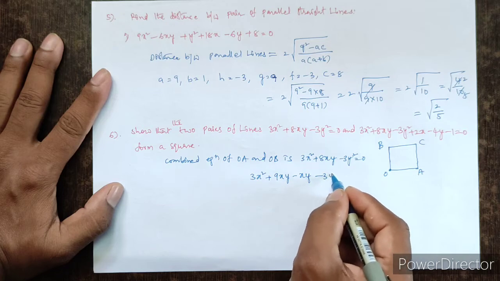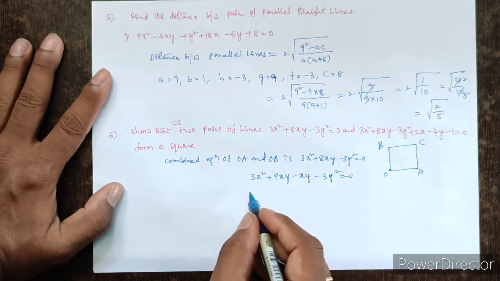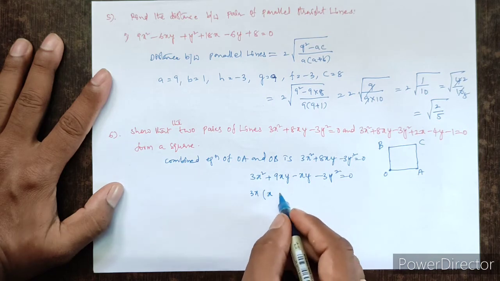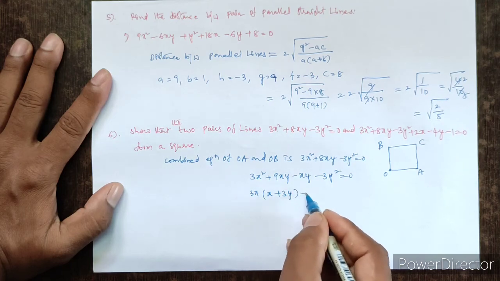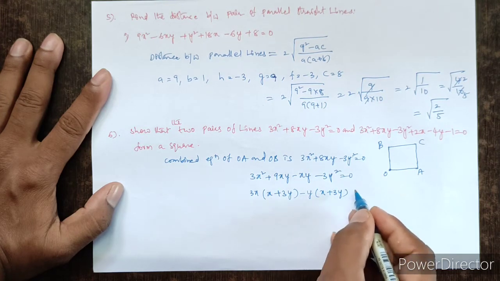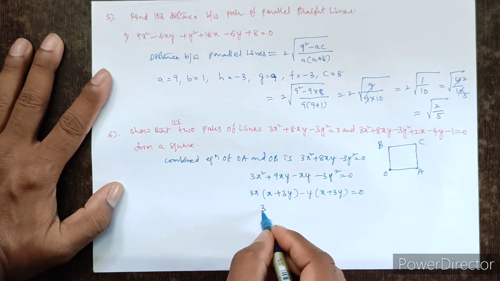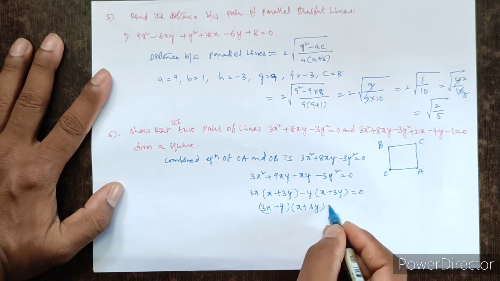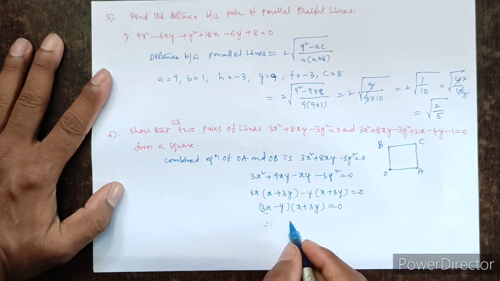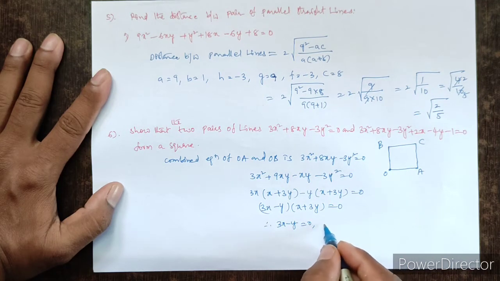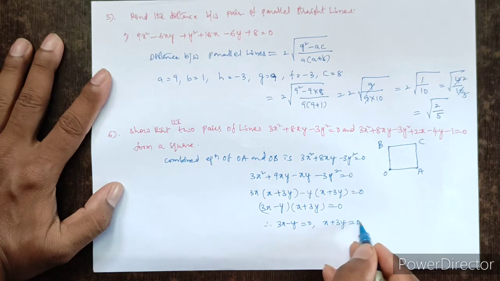And minus 3y square equal to 0. So take 3x common: 3x into x square gives 3x square, plus this is 3y. Take minus y common here, so x plus 3y. So (3x minus y) into (x plus 3y) equal to 0. Therefore the lines are 3x minus y equal to 0, x plus 3y equal to 0.